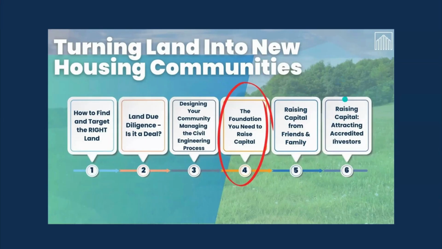And then the following week, we're going to be talking about how to raise capital from accredited investors.